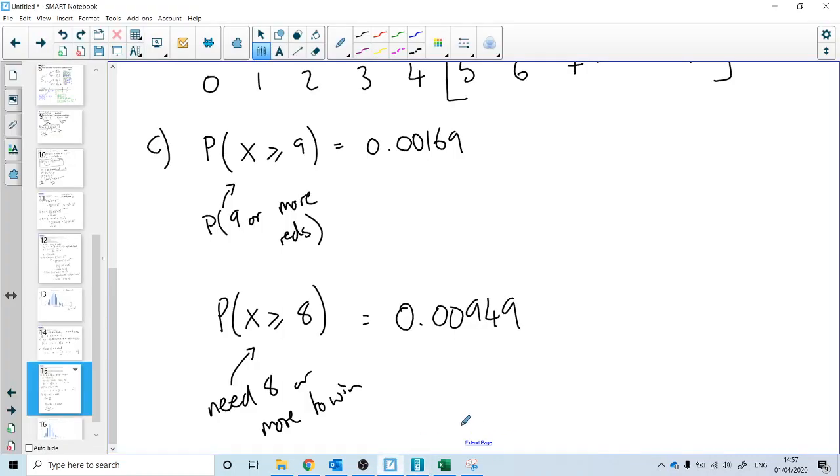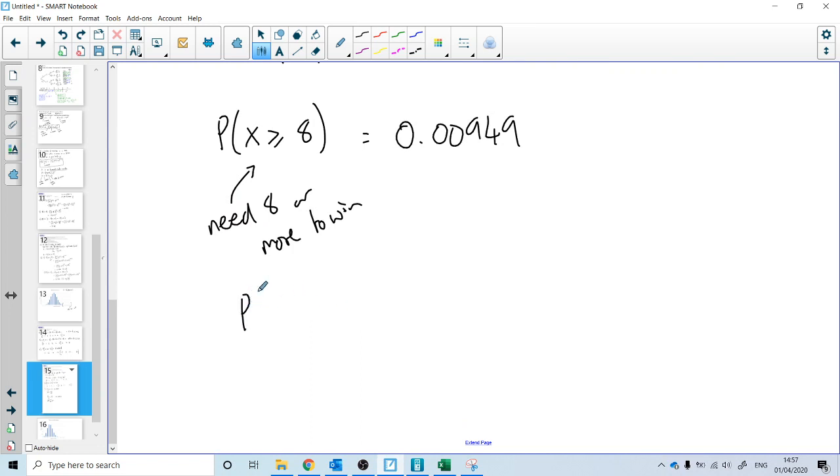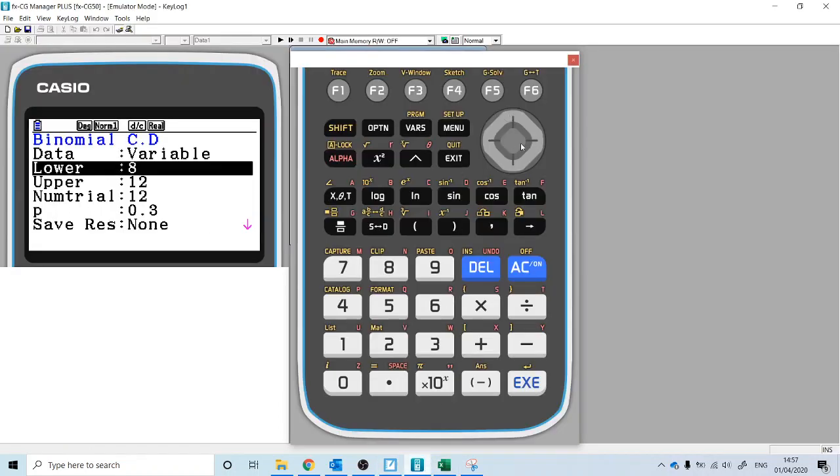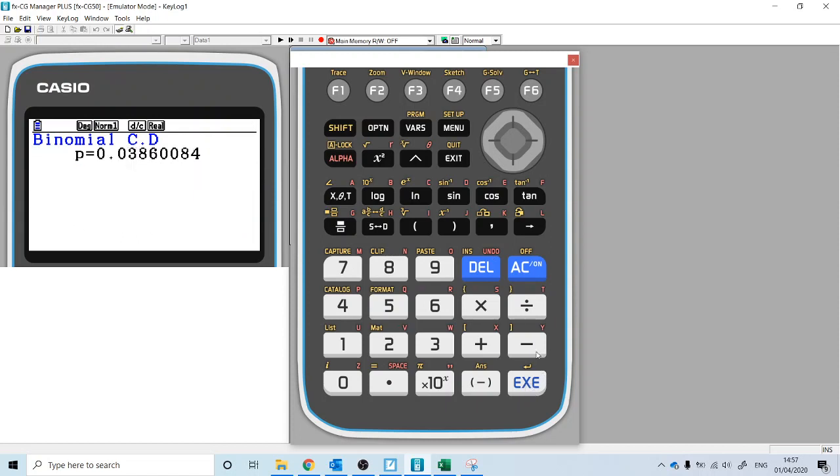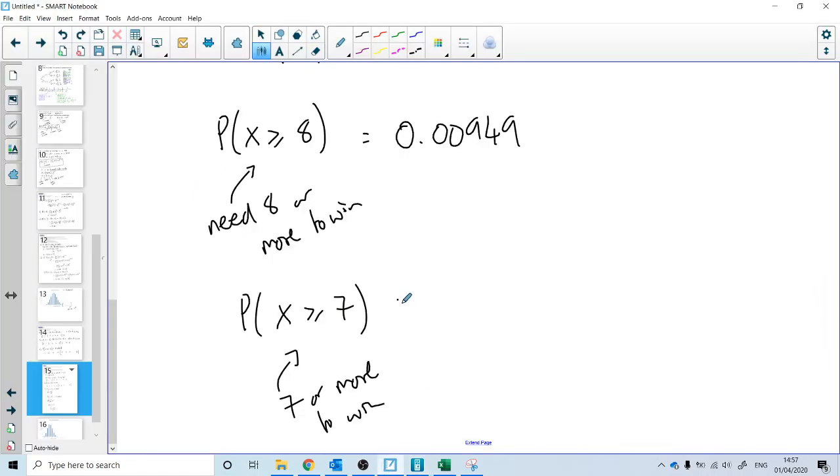So we're going to make the game a little bit easier to win again, and we're going to say that you actually only need 7 reds to win. So we're just going to change our lower to 7. So you could have 7 all the way up to 12 reds and win the game, and that probability is 0.0386. Okay, so that's looking a lot better. That's a lot closer to 0.05.